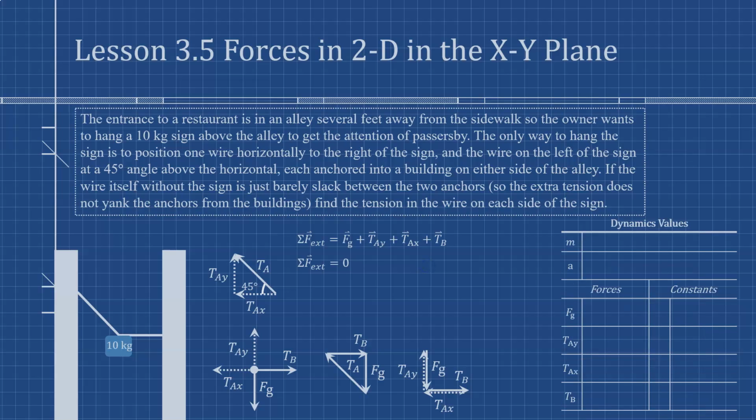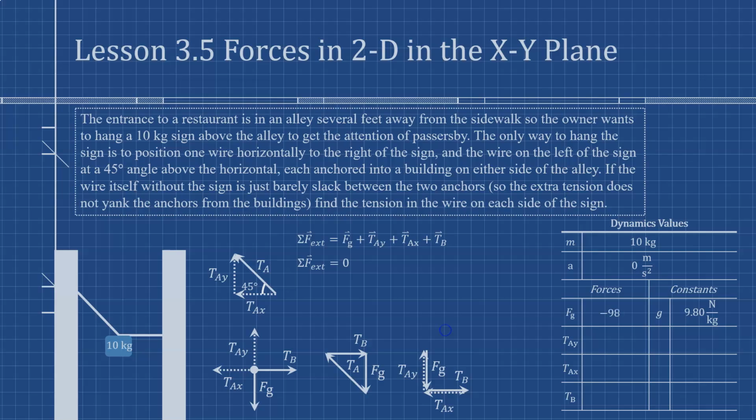Let's take account at this point of the dynamics values that I know, and I could do this in any order. I could have had this dynamics table up and have been keeping track of things as I go, but I'm just going to take stock at this point of what I know. The mass is 10 kilograms. Acceleration is 0 meters per second squared. It's not accelerating, not moving at all. The force of gravity, well, I know that the g value is 9.8 newtons per kilogram, the Earth's gravitational field. And that's being applied to a 10 kilogram sign.